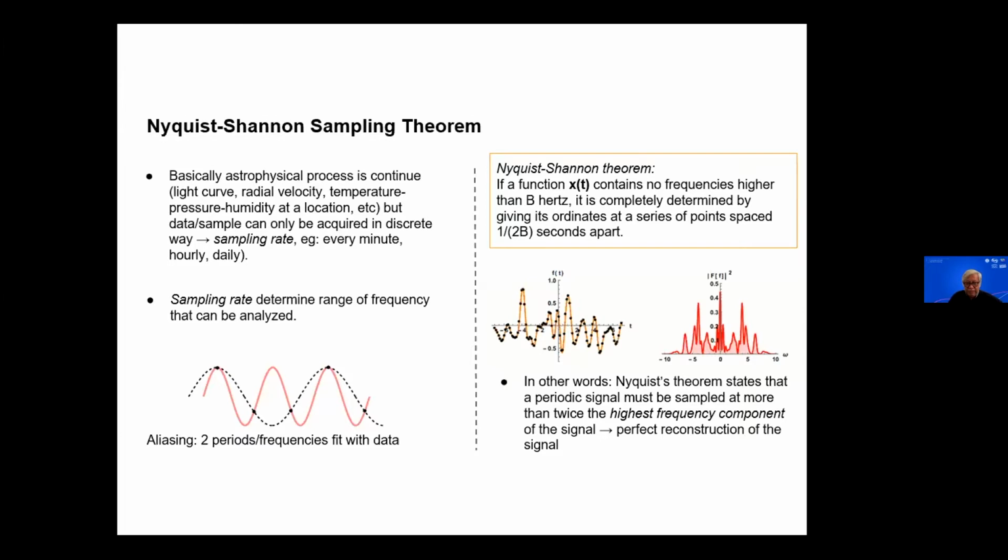From a practical point of view, in the handout I will give you how to actually implement this Nyquist criterion in your data. In other words, the Nyquist theorem states that a periodic signal must be sampled at more than twice the highest frequency component of the signal, because if you invert the shortest time span, it becomes the longest in frequency, because of the inverse relation. In that case, we have a perfect reconstruction of the signal.